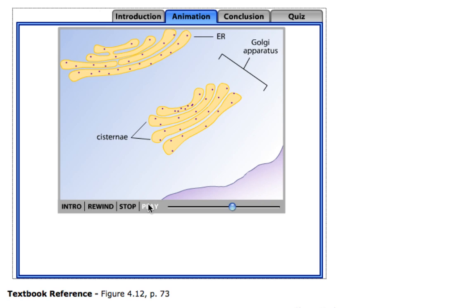The part of the Golgi apparatus that lies nearest to the ER is the cis region. The part nearest the plasma membrane is the trans region. The middle cisternae make up the medial region.